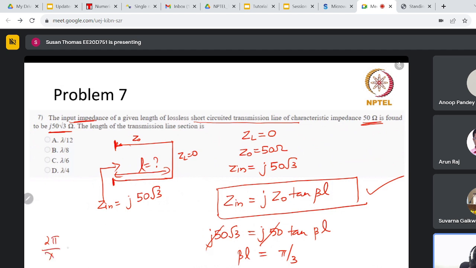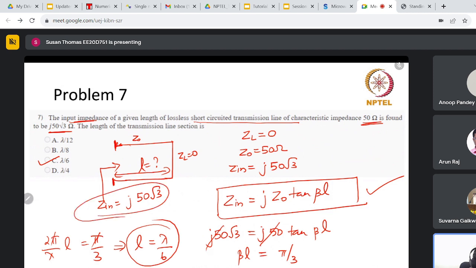So 2 pi by lambda into L is pi by 3. Pi gets cancelled. L is equal to lambda by 6. Okay. So for a length of lambda by 6, the input impedance becomes j50 root 3 if the load is short circuited.